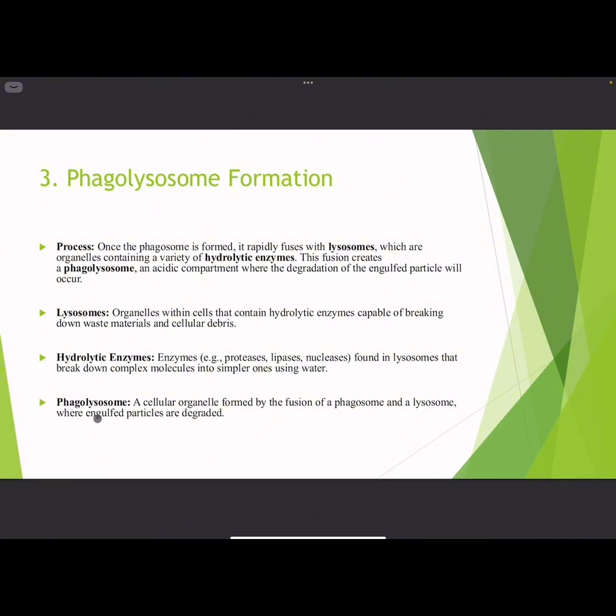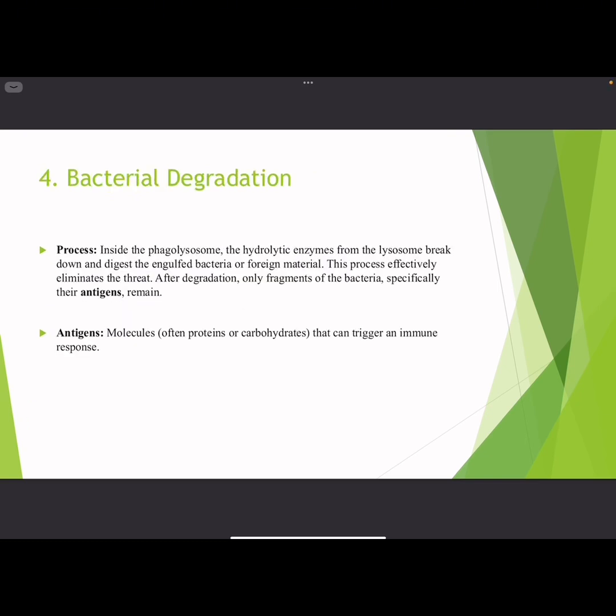And finally, the phagolysosome is the cellular organelle formed by the fusion of a phagosome and a lysosome, where engulfed particles are degraded. Step 4 is bacterial degradation. Inside the phagolysosome we talked about, the hydrolytic enzymes from the lysosome get to work, breaking down and digesting the engulfed bacteria or foreign material. This process effectively wipes out the threat.